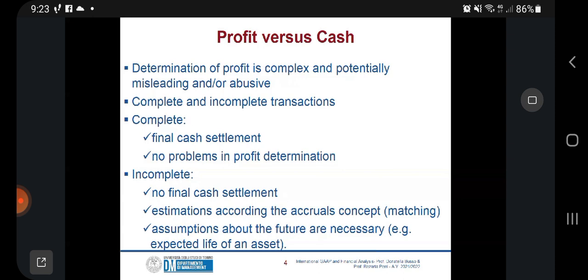Okay, I think the issue was made clear, I hope. So why are profit and cash not the same thing? Why is cash important? Because it's a figure that we cannot change in any way. And be careful of the profit amount, because that can be easily changed and manipulated by companies.